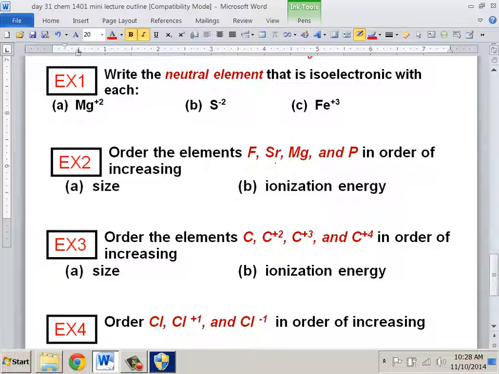It's magnesium. If it was magnesium minus 2, it'd be silicon, right? Because magnesium, yeah, because it has to lose 2 electrons. Good, so it has to be neon. Neon would be the first one. So you have to lose 2 electrons. So it just wants a neutral element, so you got to move them around.